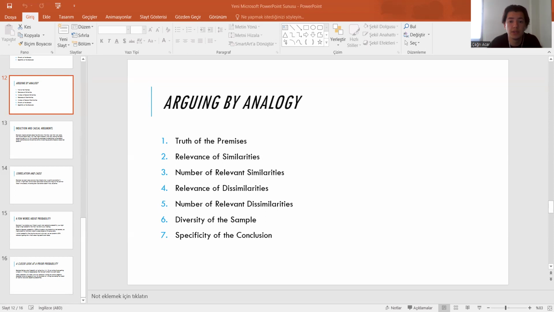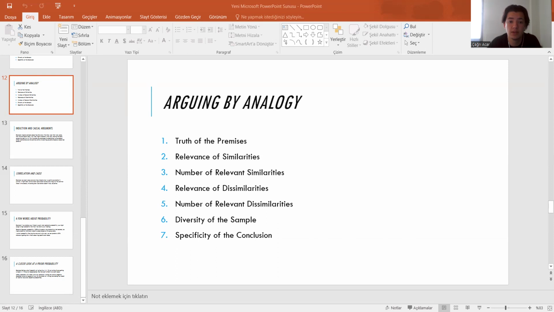Fourth, relevance of dissimilarities. Consider whether any dissimilarities are relevant to the analogy. Fifth, number of relevant dissimilarities. The fewer relevant dissimilarities, the stronger the argument. The sixth, diversity of sample. A more diverse sample, especially with increased size, can strengthen the argument. Seventh and the last one is specificity of the conclusion. Avoid claiming too much in the conclusion. A broader and less specific conclusion tends to strengthen the argument.